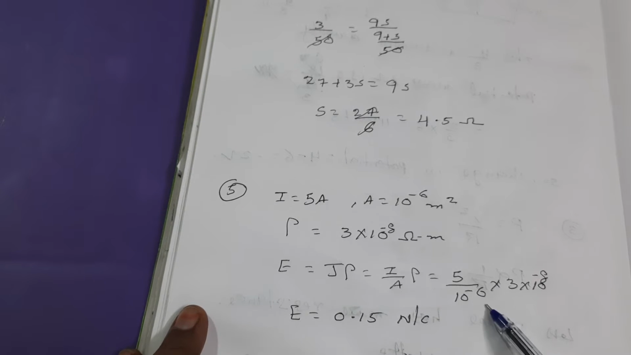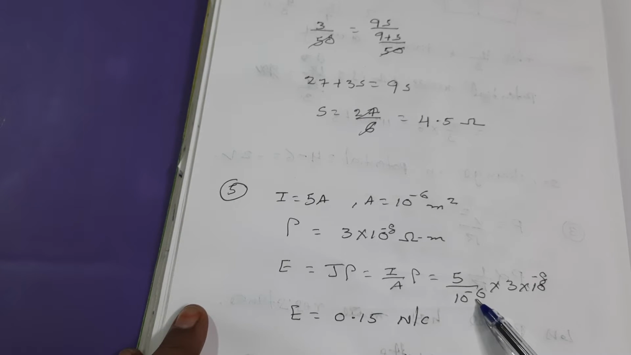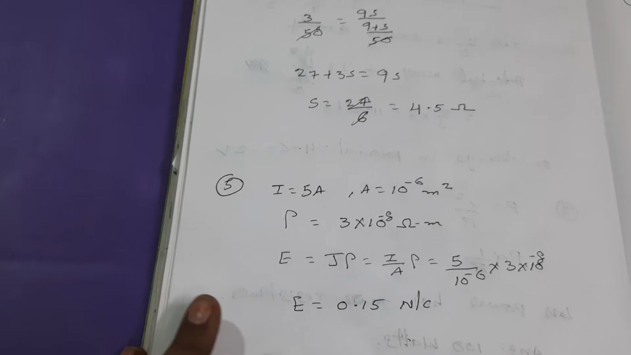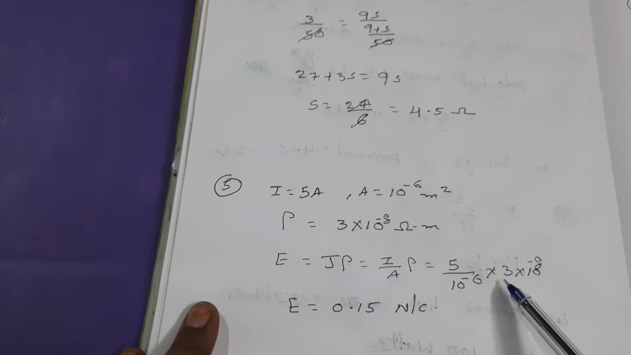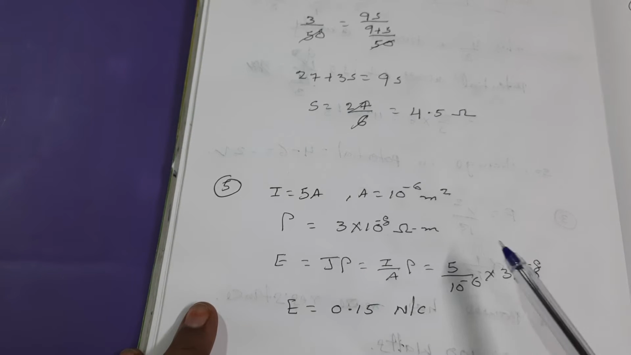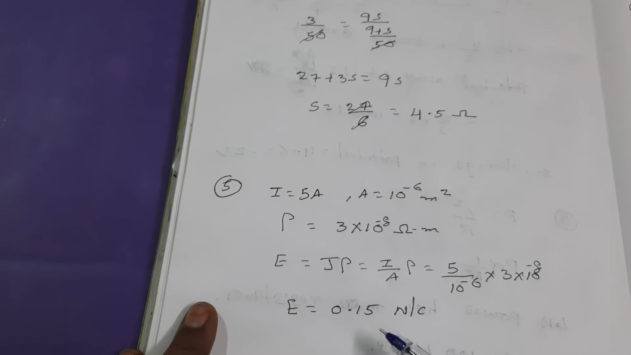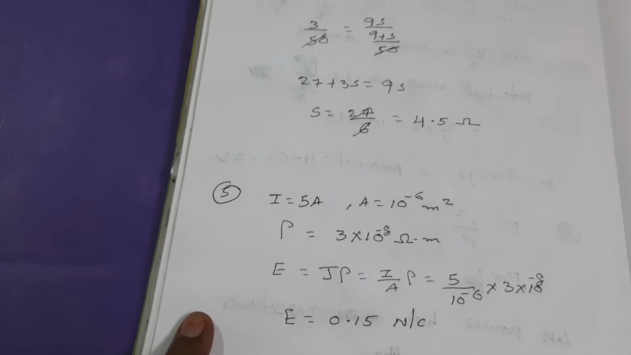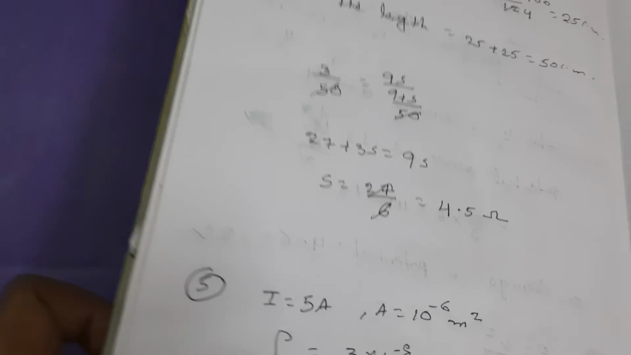I is 5. This area is in millimeters, so we should convert into meter square, which gives 10 to the power of minus 6. And specific resistance is 3 into 10 to the power of minus 8. After simplification, the intensity of electric field is how much? 0.15 Newton per coulomb, or volt per meter also we can take here.